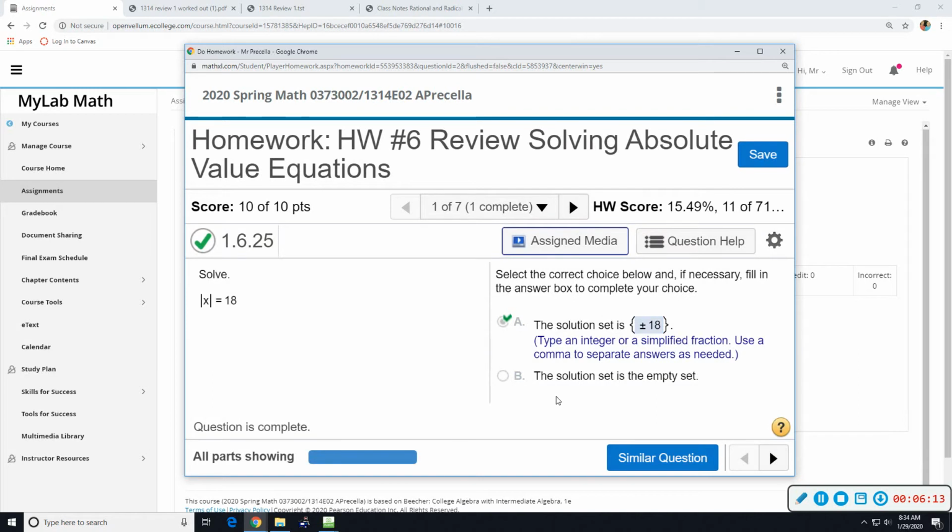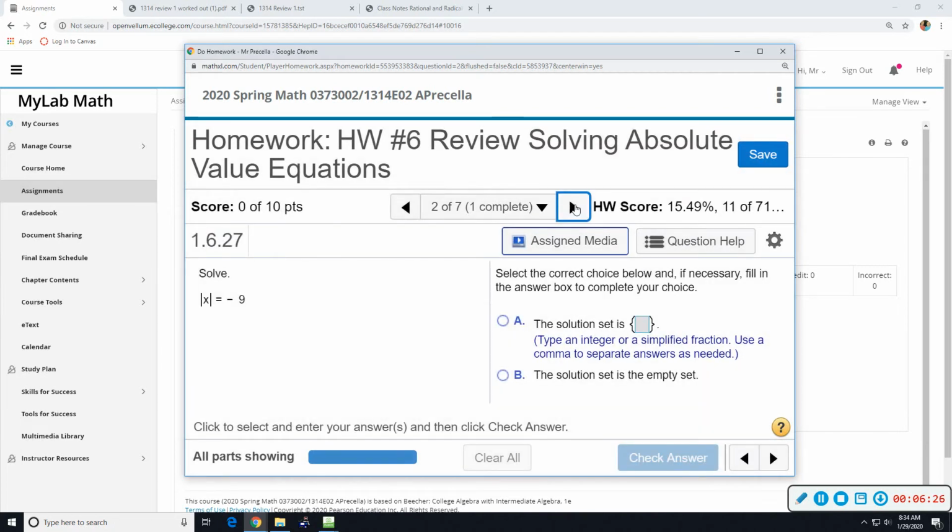Now you'll notice this little option right here. The solution set is the empty set. I wonder why they're mentioning that. That's the same thing as saying there's no solution. Let's look at problem number 2. I think I'll write it down. The absolute value of x equals, what is that, a negative 9?